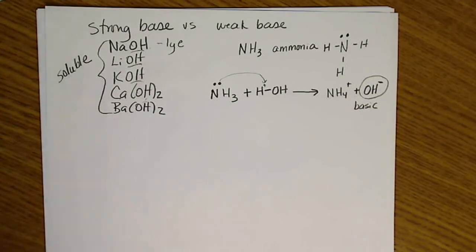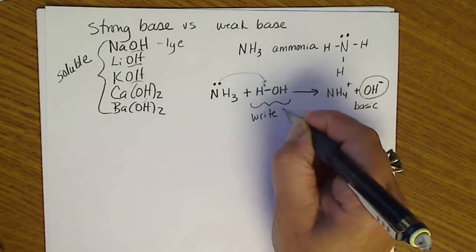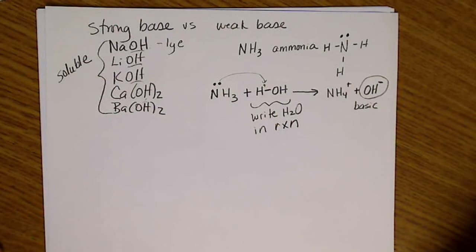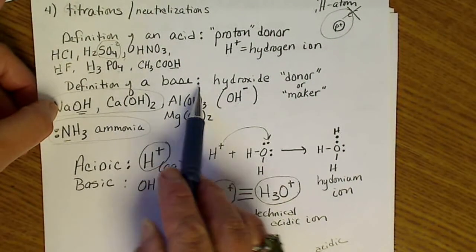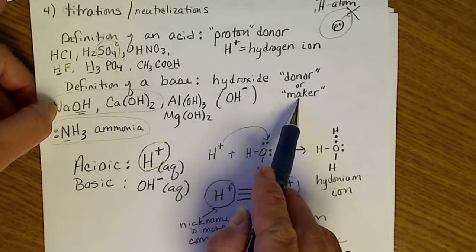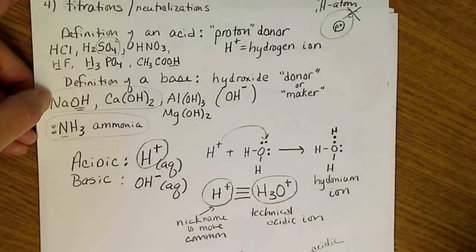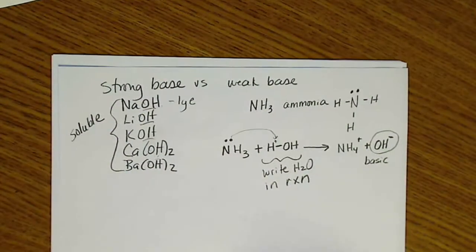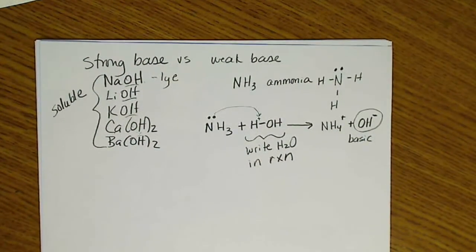So for a weak base, it's going to be very advisable to always write the water in the reaction. It's a little complicated if we didn't do that. And from a previous podcast, I wrote that the definition of a base, I called it a hydroxide donor or a hydroxide maker. So a base is going to make hydroxide in solution. A strong base would be more of a hydroxide donor. A weak base is going to make hydroxide by dissociating water.